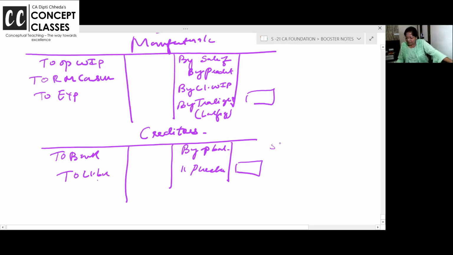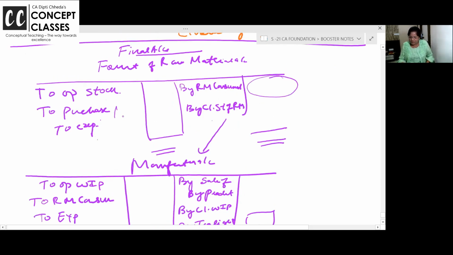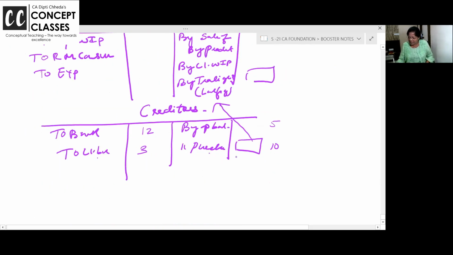See, creditors are 5 rupees, 10 रुपए के और खरीदे तो I have to pay 15 to my creditors. I already paid 12, so 3 rupees I have to still pay. And this 10 rupees purchase will go up here in the raw material consumed. जो purchase है ना, वो purchase कहाँ से आएगा? Creditors account से. Write the figures also. These are all booster notes for your understanding. Anyone wants one more problem or some more booster notes for the final accounts?